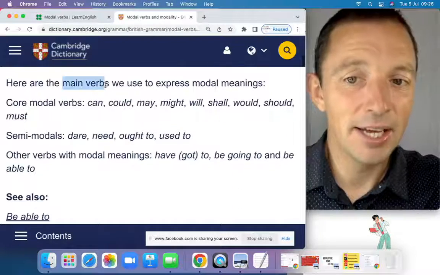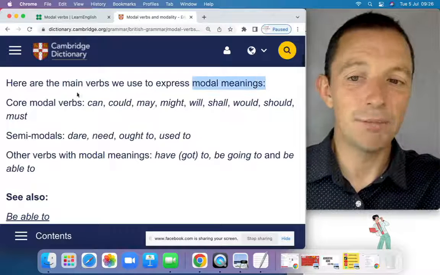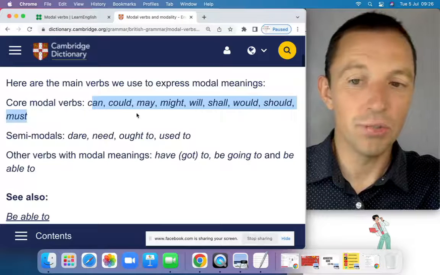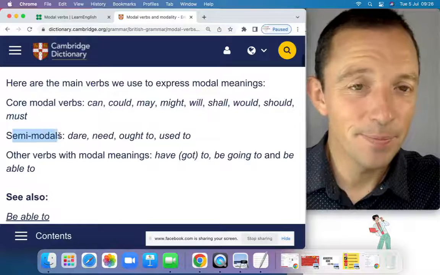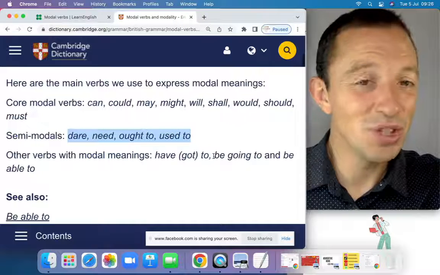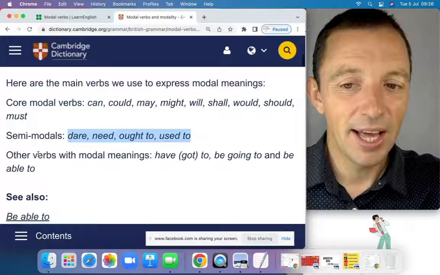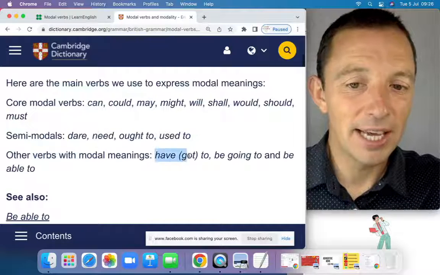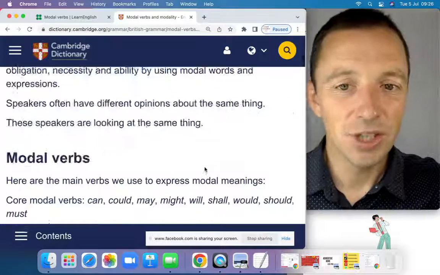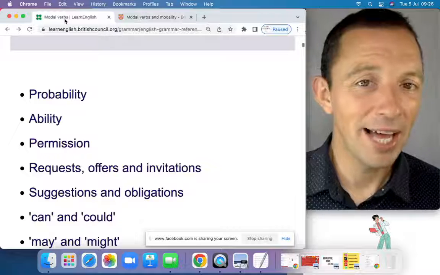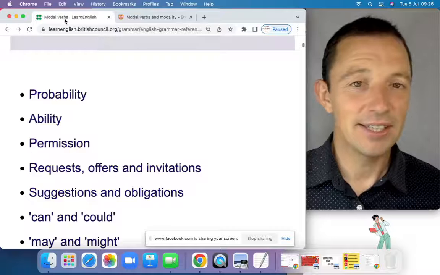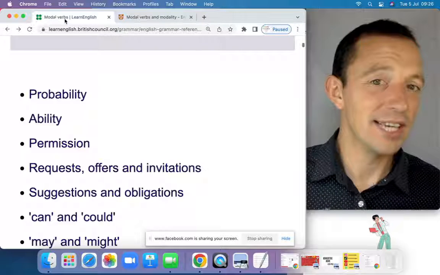And here are the main verbs we use to express modal meanings: can, could, may, might, will, shall, would, should, must. Semi-modals, this is interesting. So similar to modals: dare, need, ought to, used to. Very interesting. And other verbs with modal meanings have got to, going to, and able to. Okay, so obviously this topic of modality and modal verbs is very important, and I suggest that you try to learn this in detail.